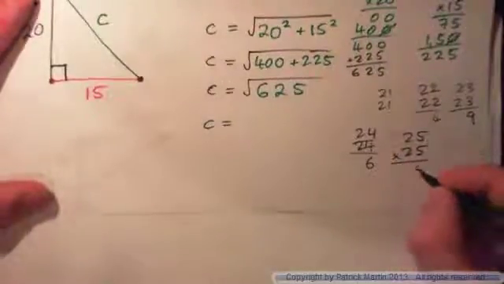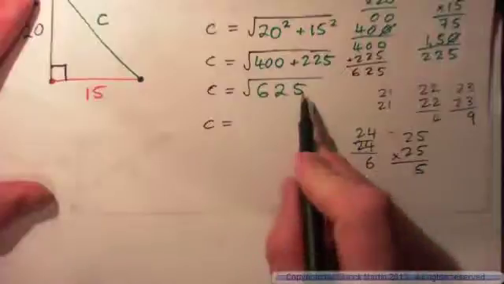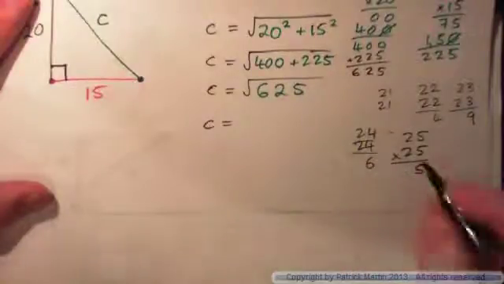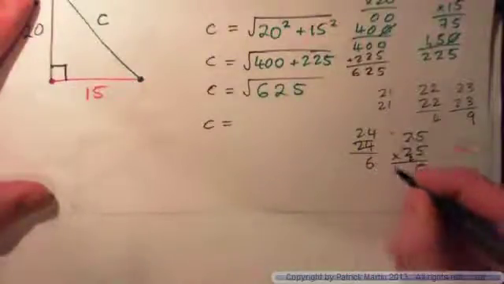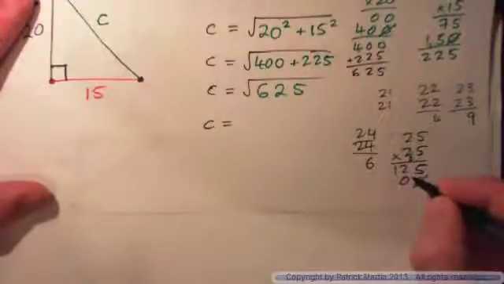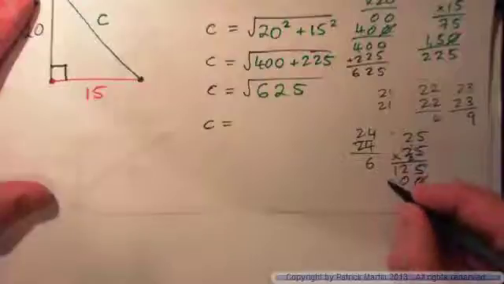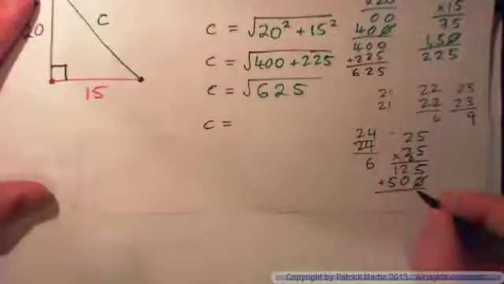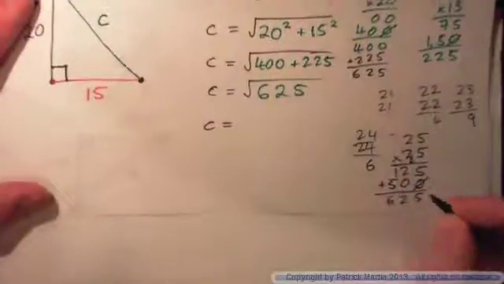5 5's 25, carry the 2. Oh, that might work, because look, it ends in a 5. Carry the 2. 5 2's is 10, and 2 is 12. Put down a placeholder 0. 2 5s is 10 and carry the 1. 2 2s is 4 and 1 is 5. And that did work. 625.